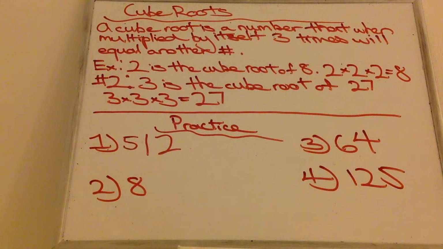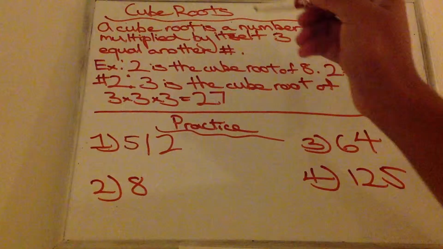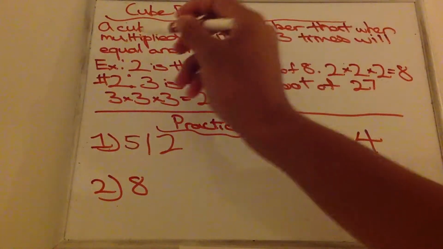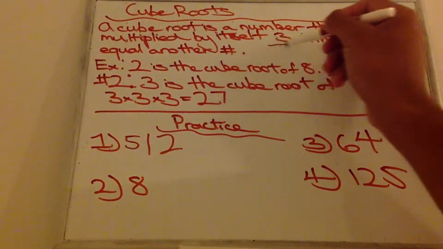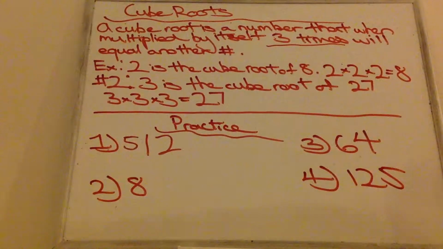Hi guys, today we'll be learning about a cube root. So what is a cube root? Well, a cube root is a number that when multiplied by itself 3 times will equal another number. This is a confusing definition until you actually get to see some examples.